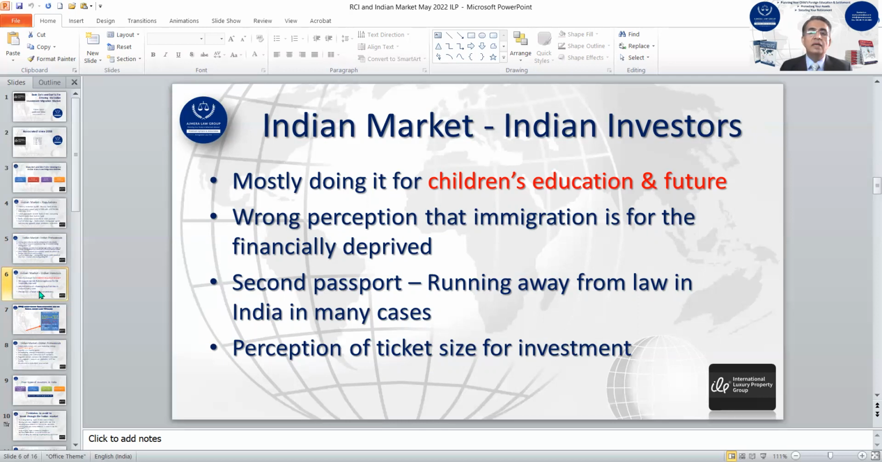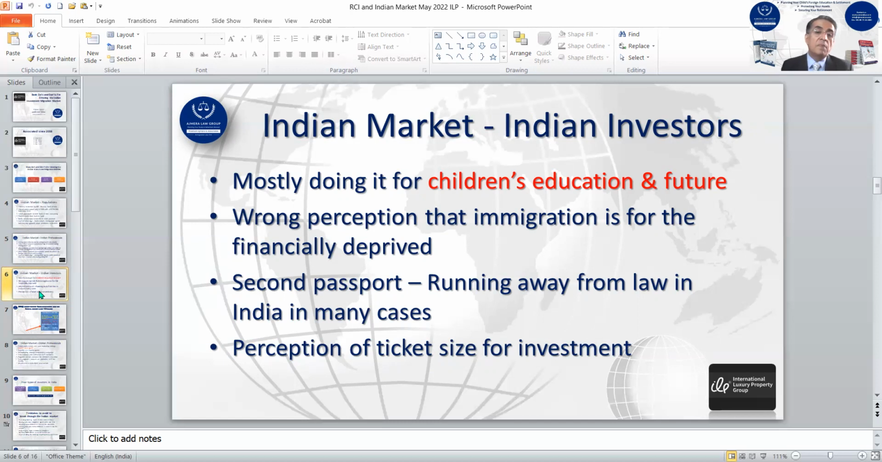Also, I have seen that they have a wrong perception that immigration is only for financially deprived people. So if you are not financially well off, only then you take immigration. Because up till 2014-15, when the EB-5 was introduced in India in a big way by a number of companies, including our law firm, most people were not aware that there is a program in different countries called residency and citizenship by investment.